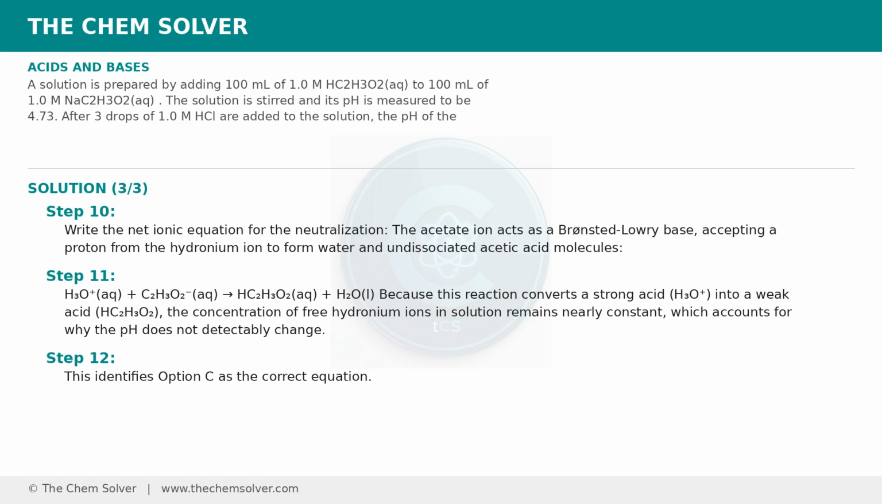Write the net ionic equation for the neutralization. The acetate ion acts as a Bronsted-Lowry base, accepting a proton from the hydronium ion to form water and undissociated acetic acid molecules. H3O+ plus C2H3O2- gives HC2H3O2 plus H2O, because this reaction converts a strong acid, H3O+, into a weak acid, HC2H3O2. The concentration of free hydronium ions in solution remains nearly constant, which accounts for why the pH does not detectably change. This identifies option C as the correct equation.